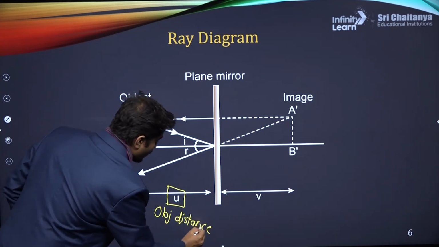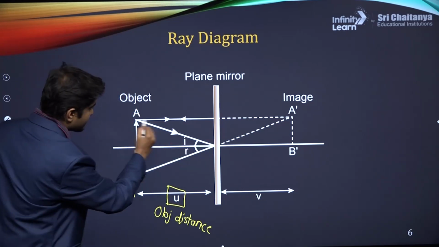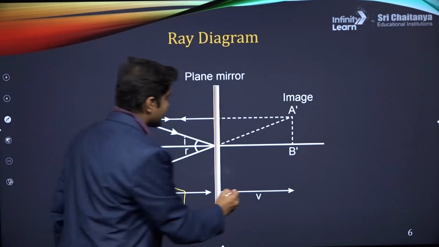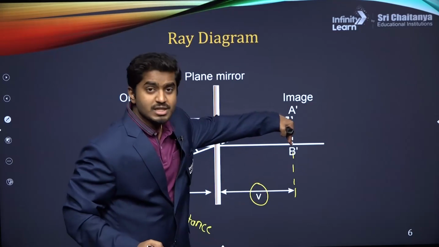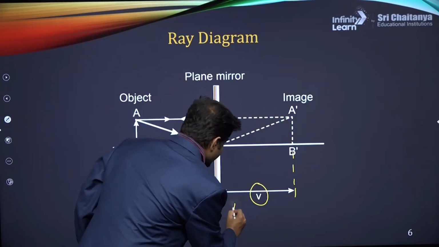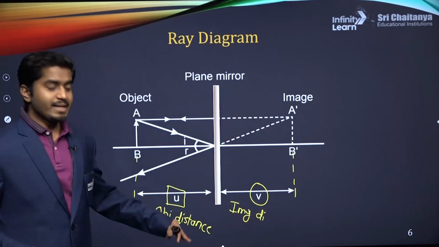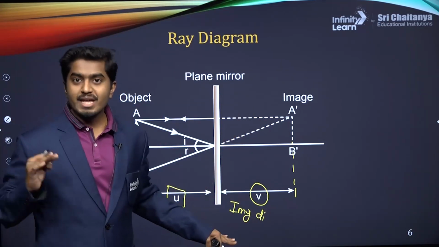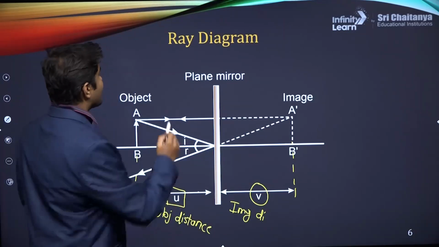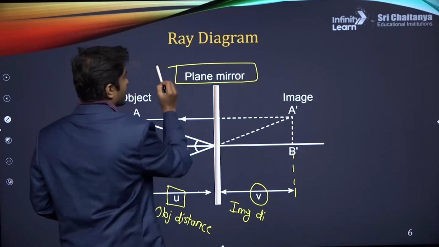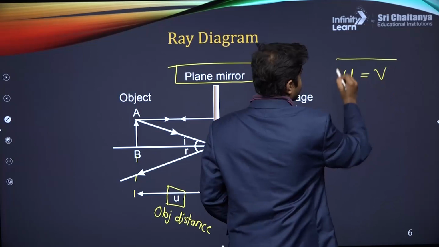So it is the distance of this object from the mirror, this much distance, and v is the image distance. This is your image. So the distance of the image from the mirror, that is the image distance, right? These two are always going to be equal. So object distance is equal to the image distance. This is valid for the plane mirror. Object distance is equal to the image distance.